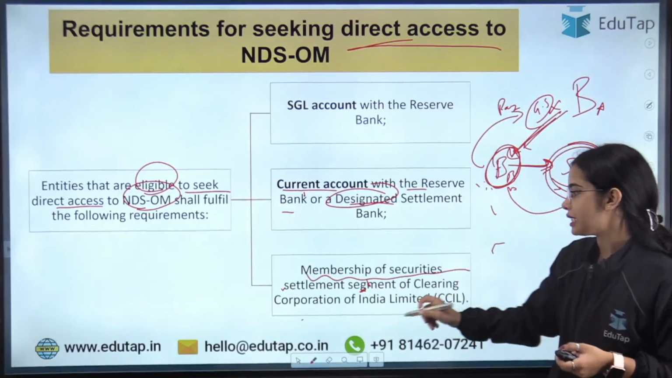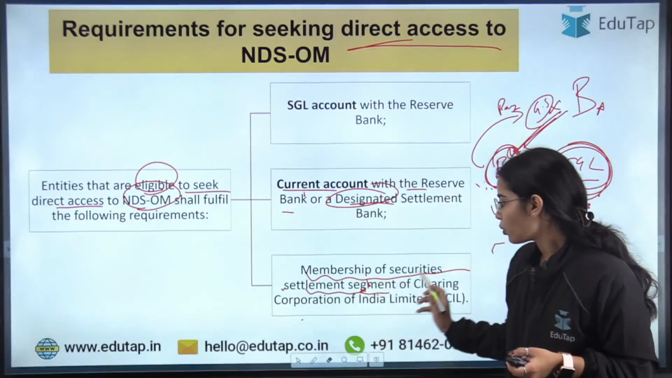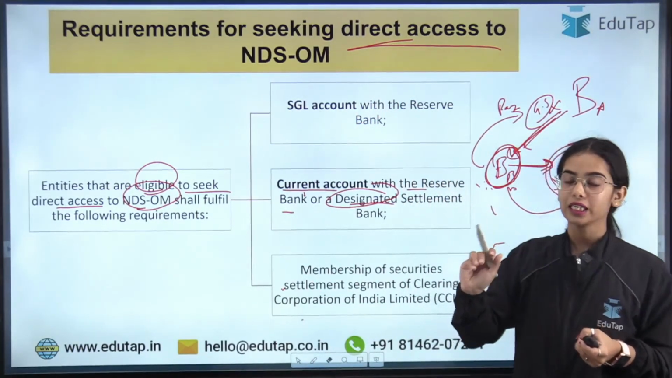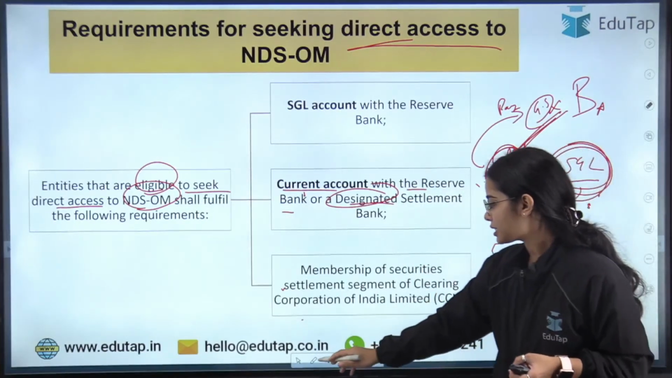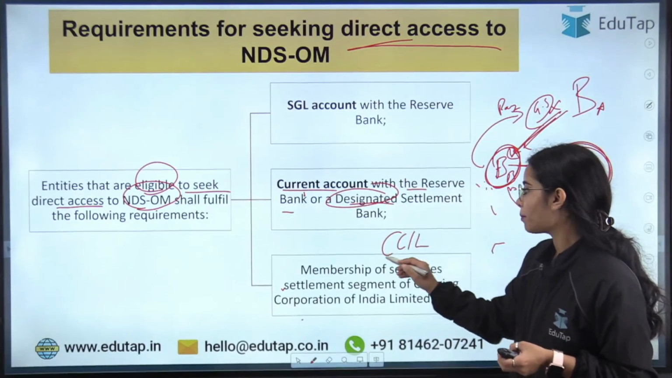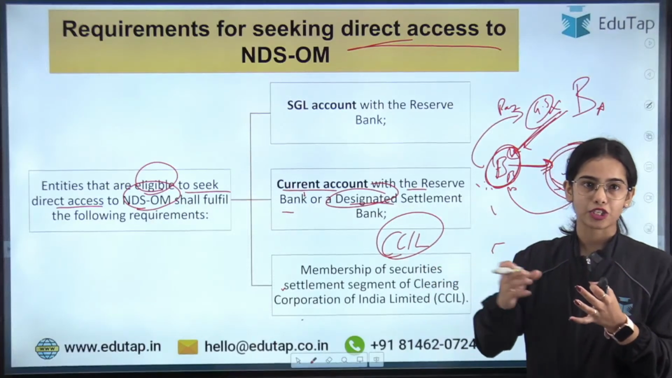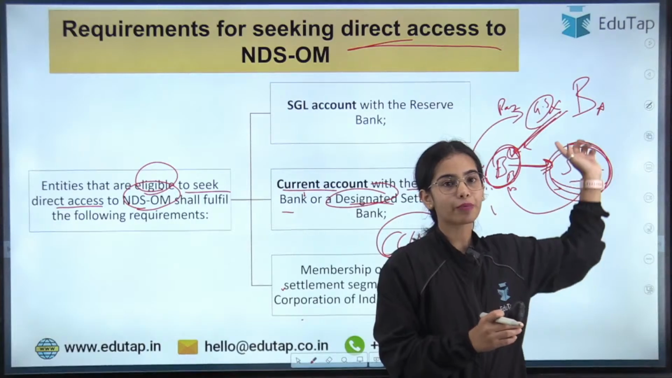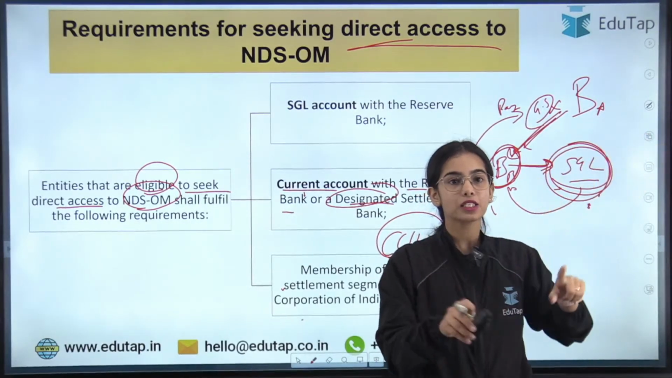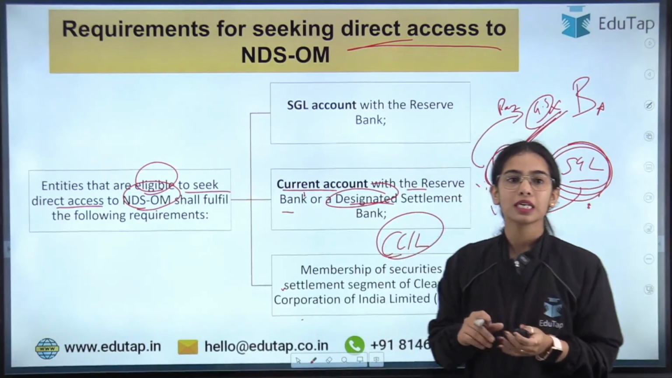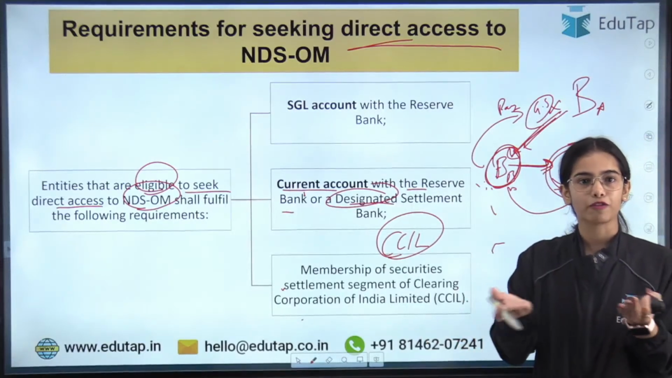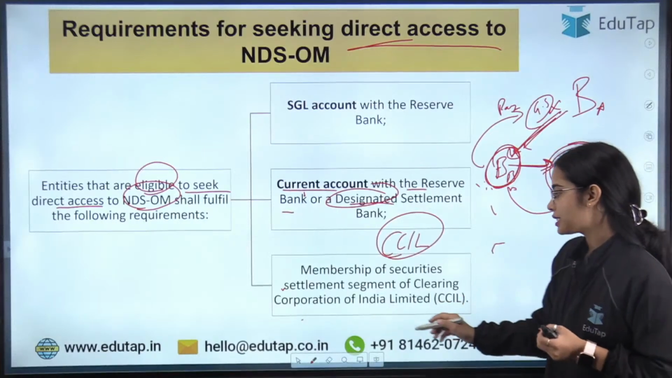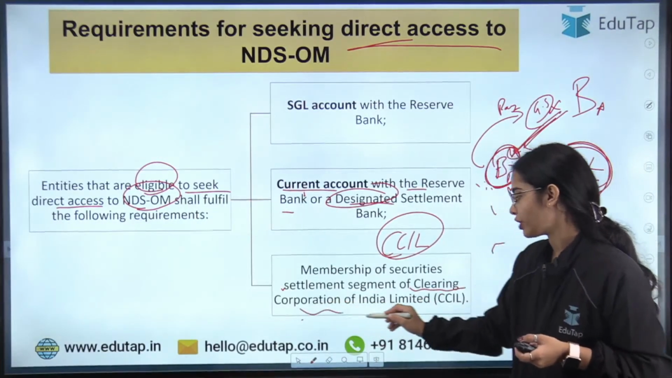Membership of the securities settlement segment. Now under the NDS-OM, remember this very clearly, the CCIL is the one that does the complete settlement of the transaction, okay? So bank A is selling the government security to bank B, and bank B is paying the money to bank A. This whole process is happening through the CCIL. In the NDS-OM platform, the whole settlement is happening through the CCIL, that is the Clearing Corporation of India Limited.